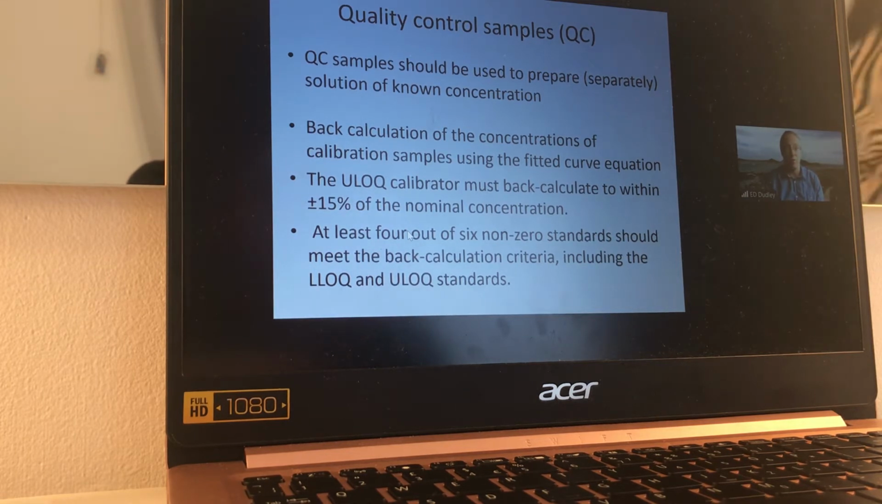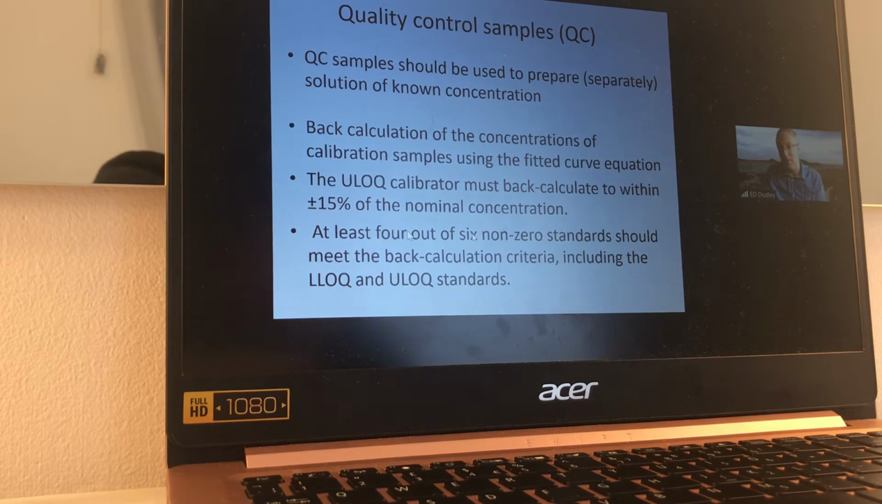But you measure them as if you don't know what the concentration is, and then you use the standard curve to determine what the standard curve says the concentration is in those samples. This becomes the back-calculated concentration for those samples. You effectively want the accuracy of that back-calculated concentration to be within 15% of the actual concentration of phenylalanine in the samples.